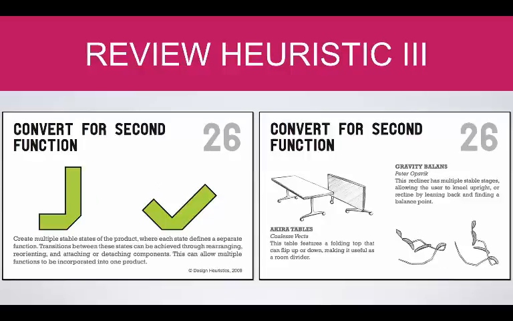And here is a third example card. Convert for second function. Create multiple stable states of the product where each state defines a separate function. Transitions between these states can be achieved through rearranging, reorienting, and attaching or detaching components. This can allow multiple functions to be incorporated into one product.